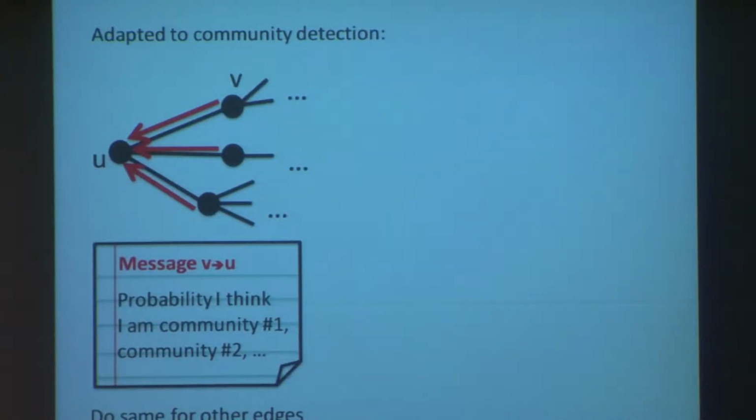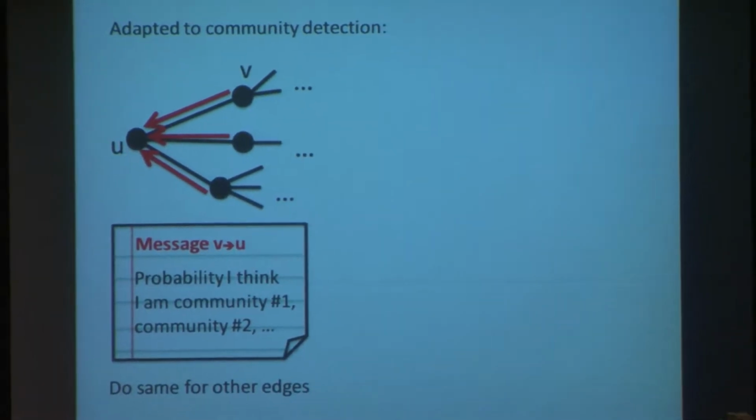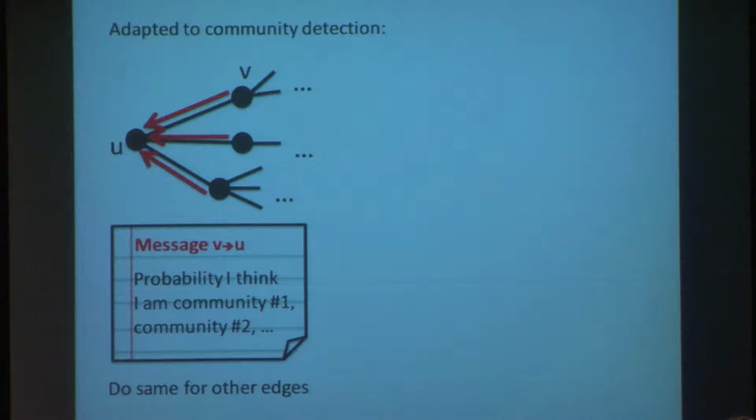So let me tell you at a high level what belief propagation is when it's applied to community detection. It's a simple iterative algorithm in which every node maintains some beliefs about the probability that it belongs to different communities. At each time step, each node has some probability it thinks it belongs to different communities. And what happens is you just broadcast your beliefs to everyone.